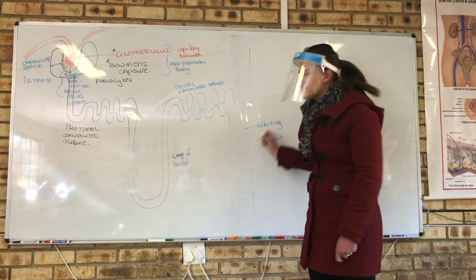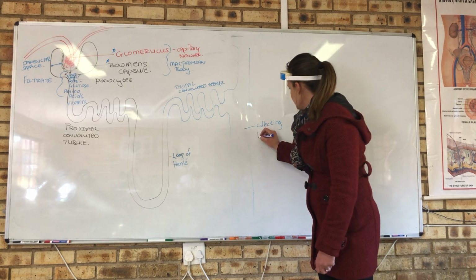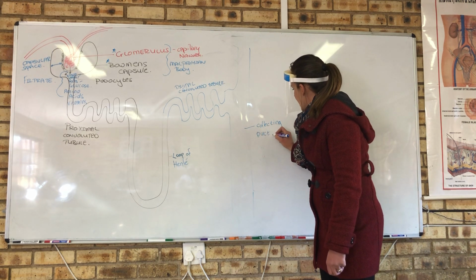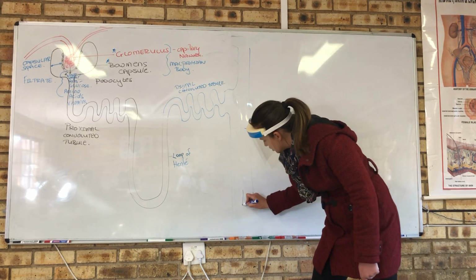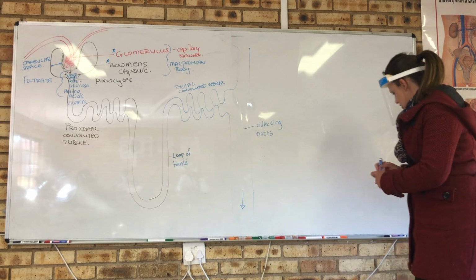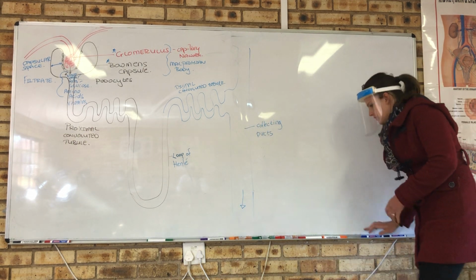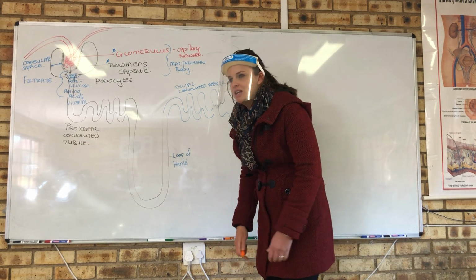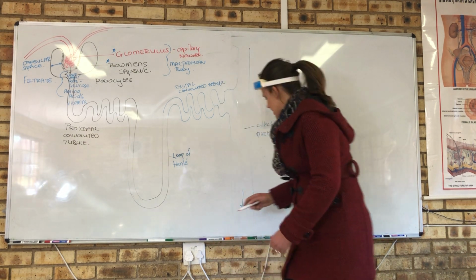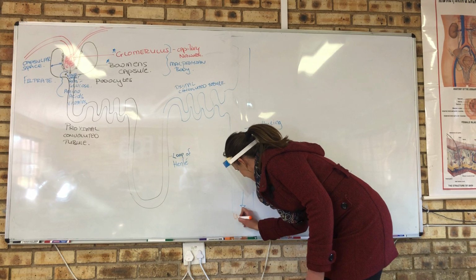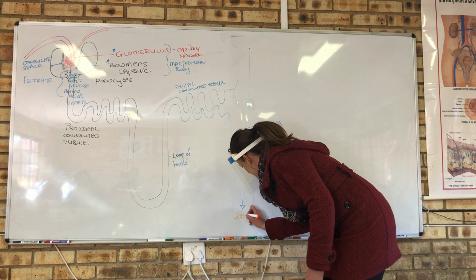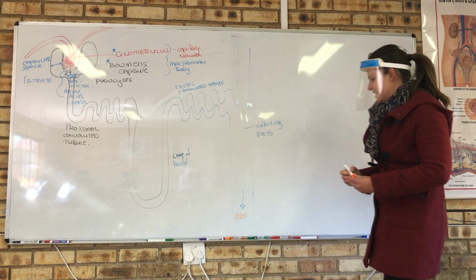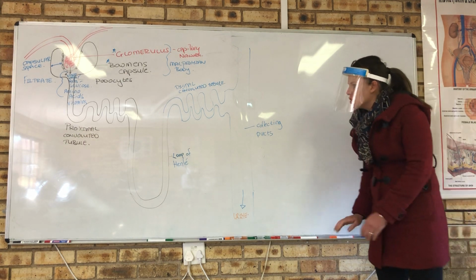collecting duct. What do you think the collecting ducts are going to do? They're going to collect. And so at the end of the collecting duct, what is going to be formed? What do we form at the end of this process? Not pee, we're biologists, son. Urine. Okay, so we have the formation of urine.